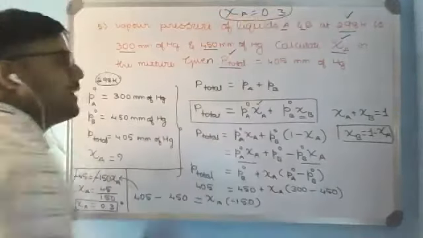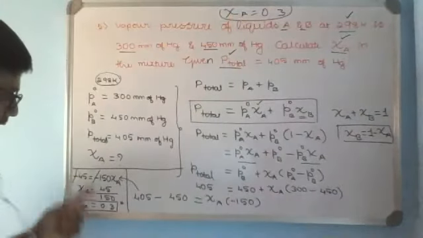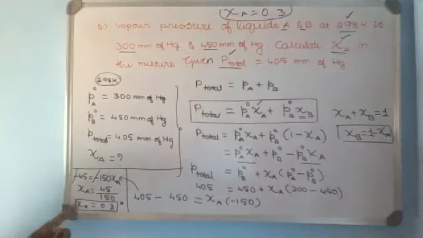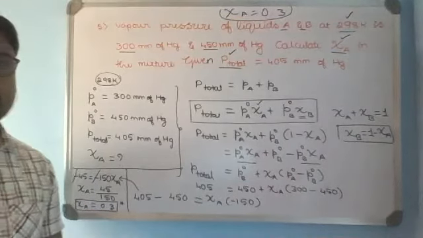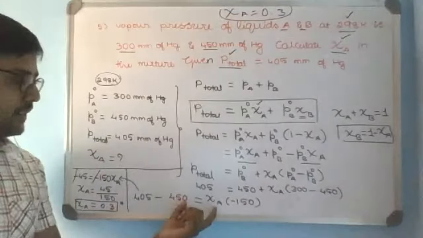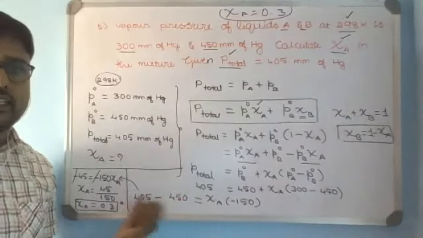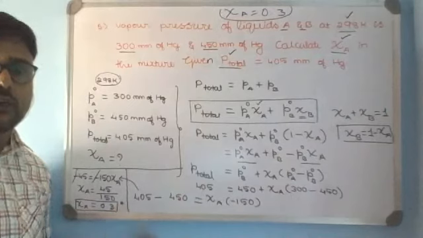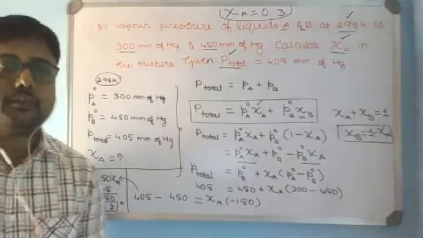Hope the finding is clear. Try to note this clearly. If it is not visible, zoom the picture, which will be shared with you after the class. So by substitution with simple rearrangement, you can calculate the mole fraction of A.